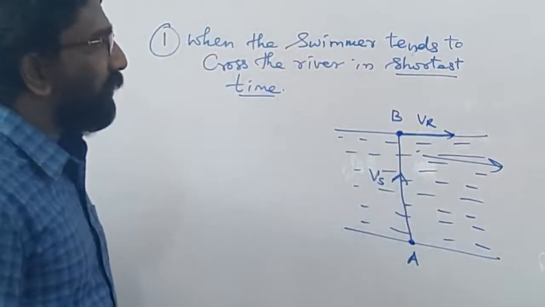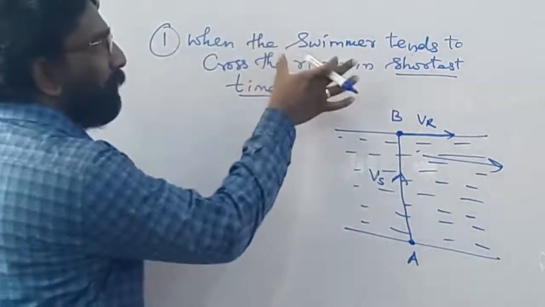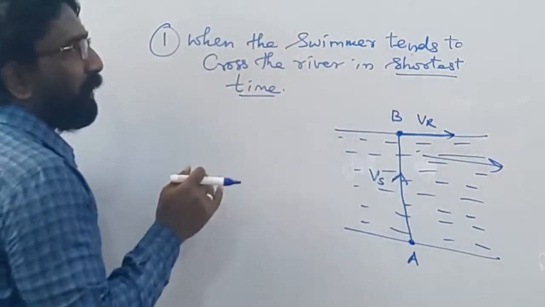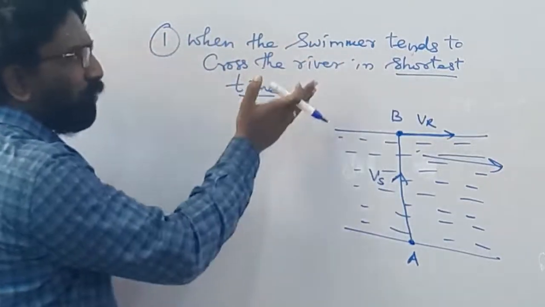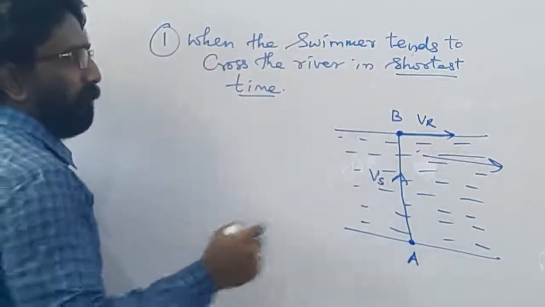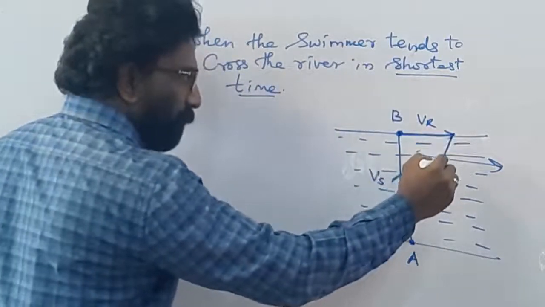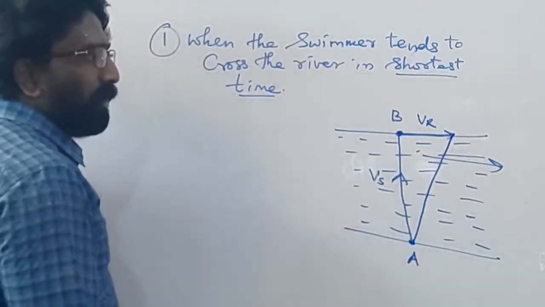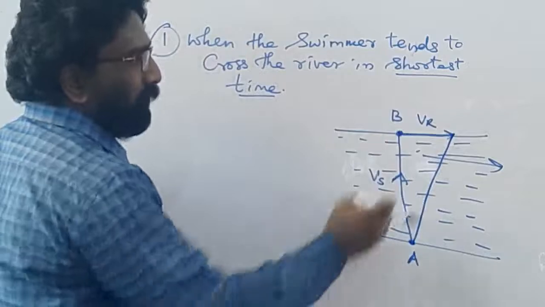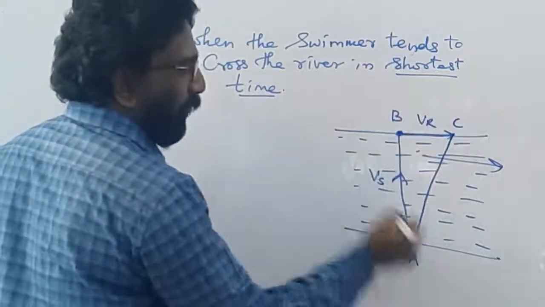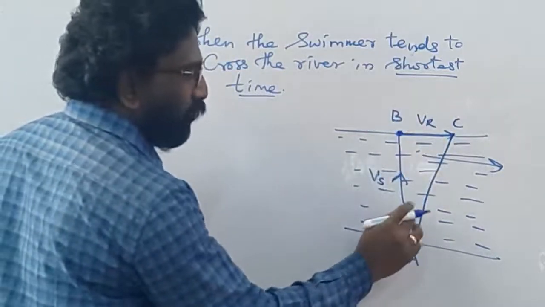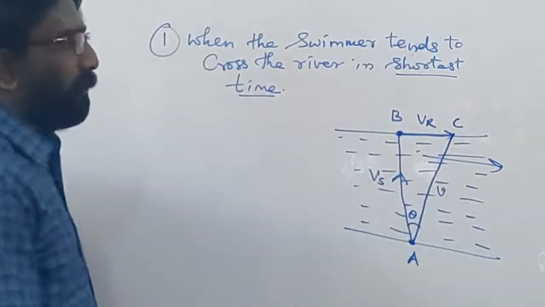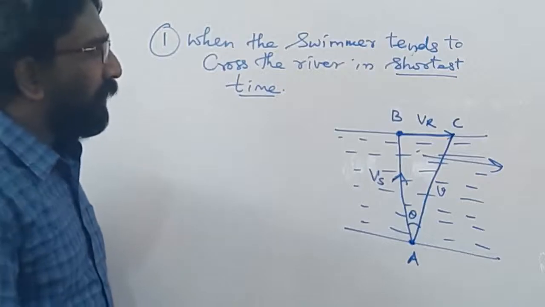Now what I need to calculate is the net velocity of this particular person in order to cross the river in the shortest time. For that, I will take the resultant velocity, that is nothing else but this one between point C and point A. Let the angle between these two be theta, and this is the resultant velocity V of the particular swimmer.